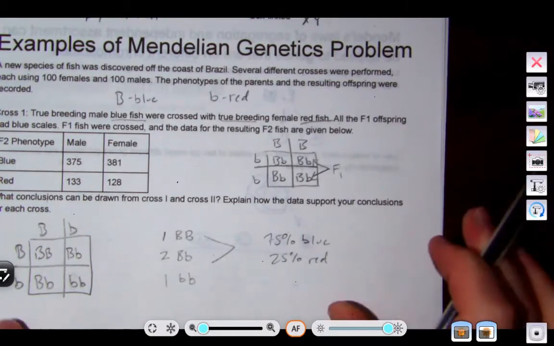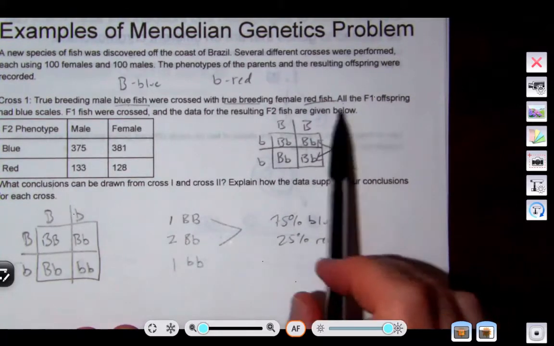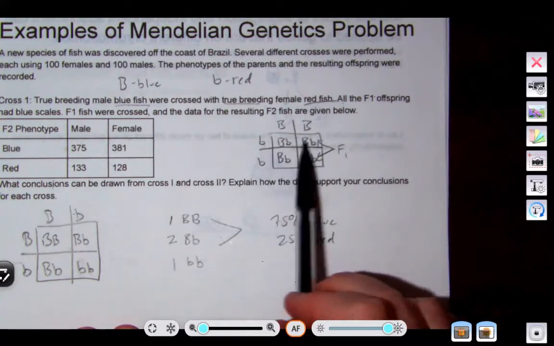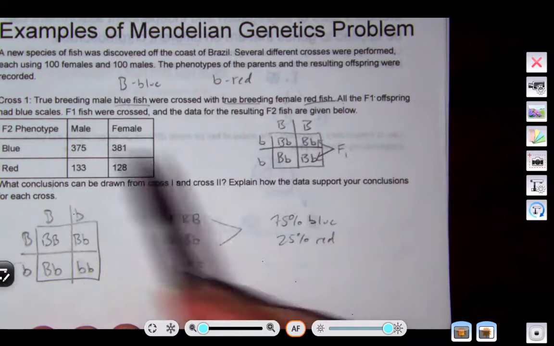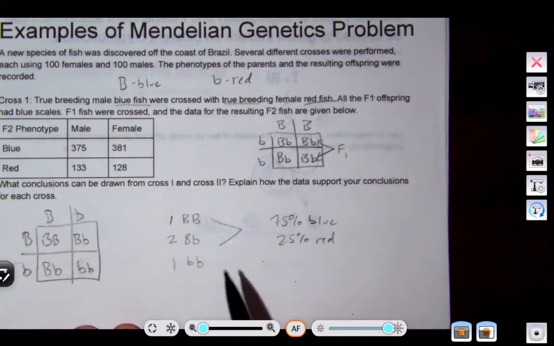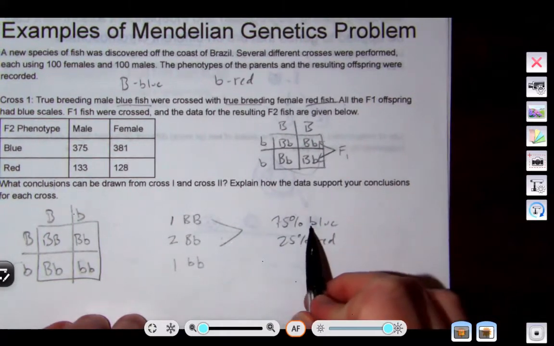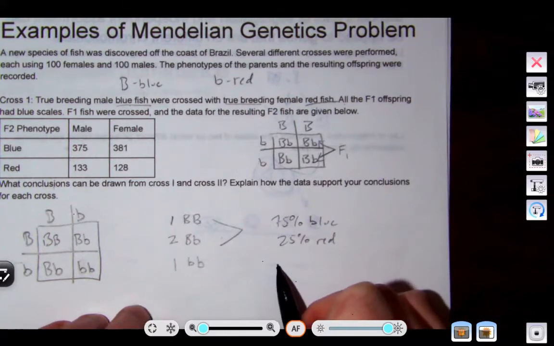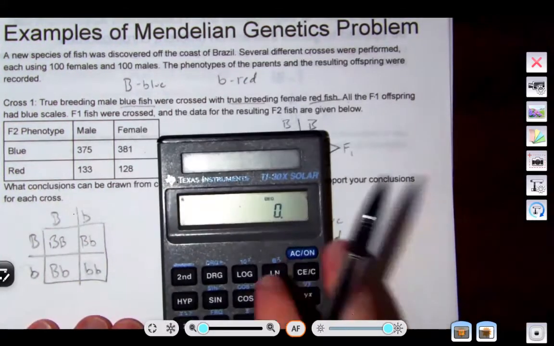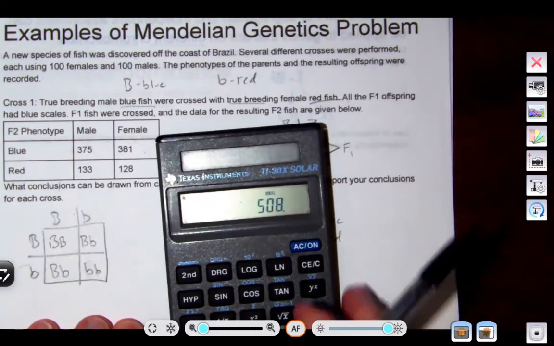So in this case, my conclusions are, in cross 1, all offspring were heterozygous, which resulted in all the fish being blue, which is where I got to this first cross. In cross 2, the heterozygous offspring were crossed, and so I should have ended up with approximately 75% blue and 25% red. If I look at my numbers, 375 plus 133 is 508.